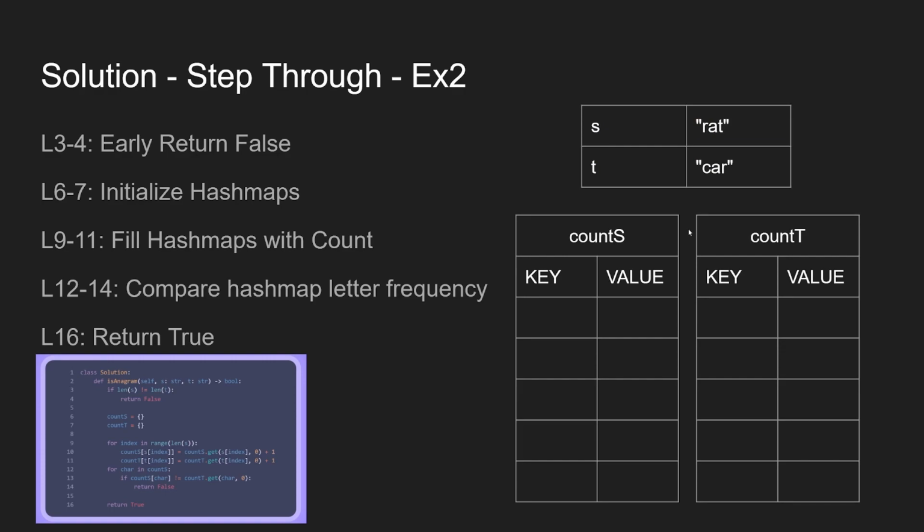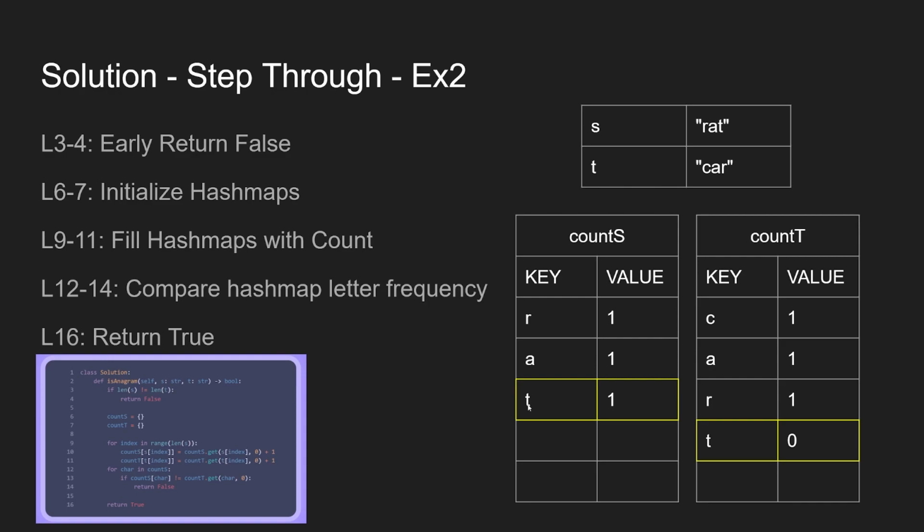But let's step through this with example 2, which we already know is not an anagram. So we add the letters. In this case, there's only one of each, and there's only 3 letters, so it's pretty fast. And now we start comparing. We find the R, there's one of each. We find the A, there's one of each.